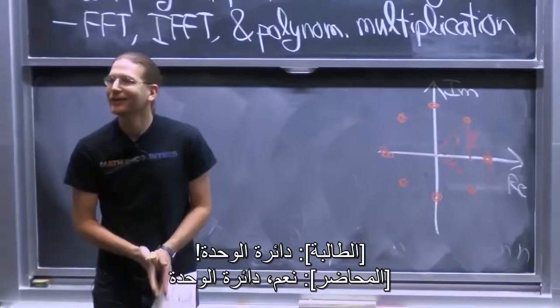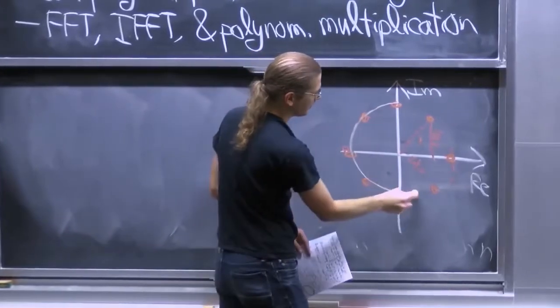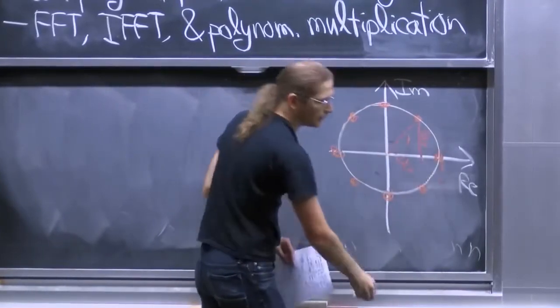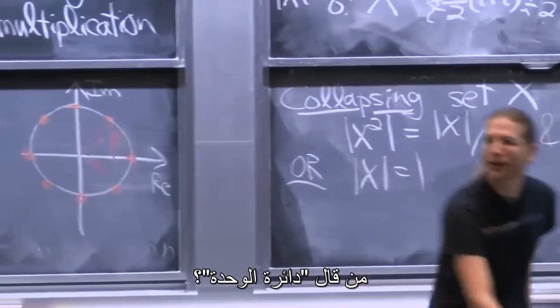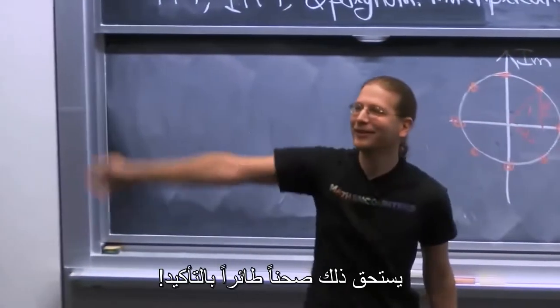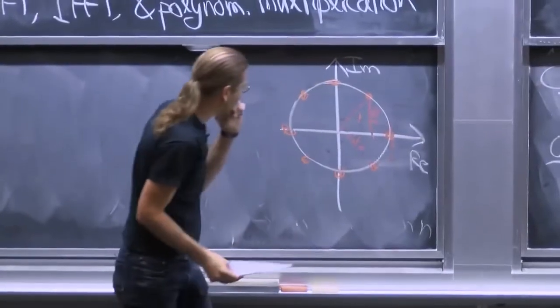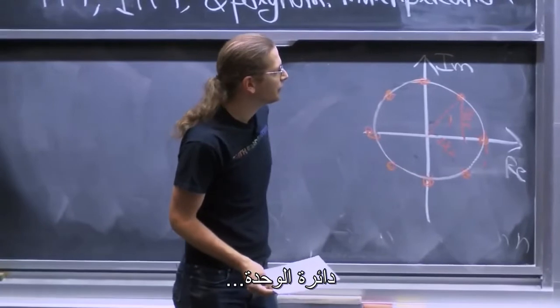I heard a word. Unit circle. Good. Who said unit circle? Nice. It's a unit circle, right? Clearly that deserves a Frisbee end. Okay. Unit circle.